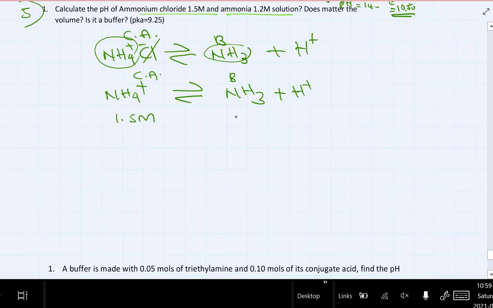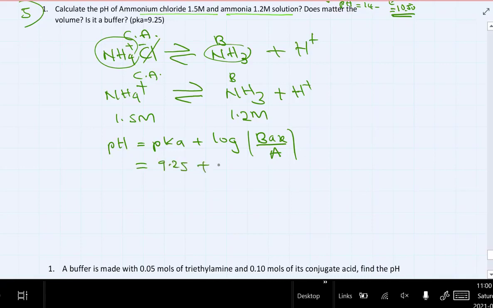Now, so we can do 1.5 molar here, 1.2 molar here, that's given. And the pH is pKa plus log base over acid, and this is the Henderson-Hasselbalch equation. So don't be scared on this one. So you plug in the pK value which is given, and the log base is 1.2 in this case, and acid is 1.5. Now solve the inside of the bracket first and take the log value, add it to 9.25, yes, you're going to end up here, 9.15.